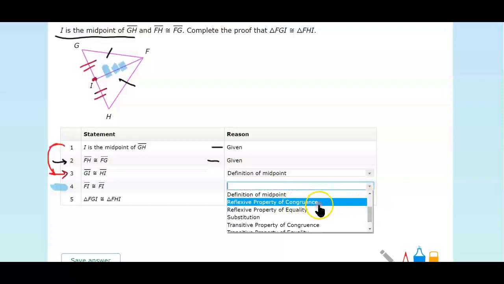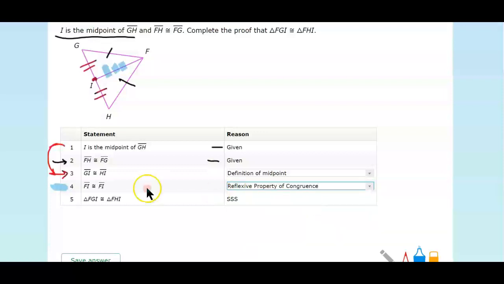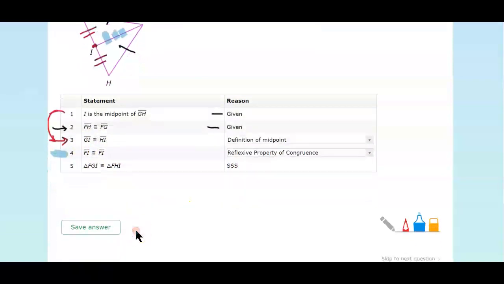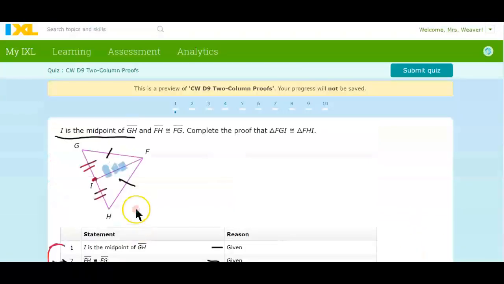Now, congruence is when we're dealing with the figures, the shapes. Equality is if we're just dealing with the measures. So we want congruence because we're dealing with the whole shape, the whole side. Reflexive property of congruence. And then because we have 1, 2, 3 pairs of sides, this would be side, side, side for the proof of our triangles. There we go. Oh, we do have 15 minutes left. That was the 15-minute timer.